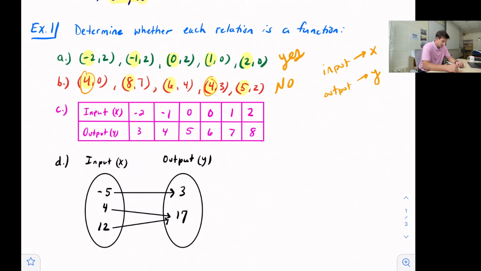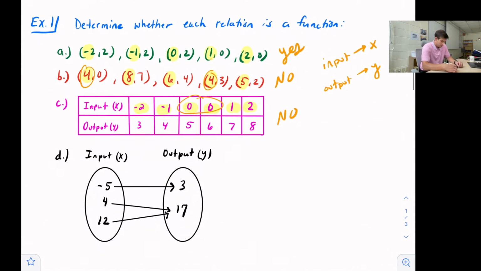All right, now we have a table. Once again, we can look at our x values here at the top: -2, -1, 0, 0, 1, and 2. Once again, we have an x coordinate that is repeating here with a 0. One input of 0 gives us a 5, the other gives us a 6, so we would say, no, that is not a function, because the input 0 has two different outputs.